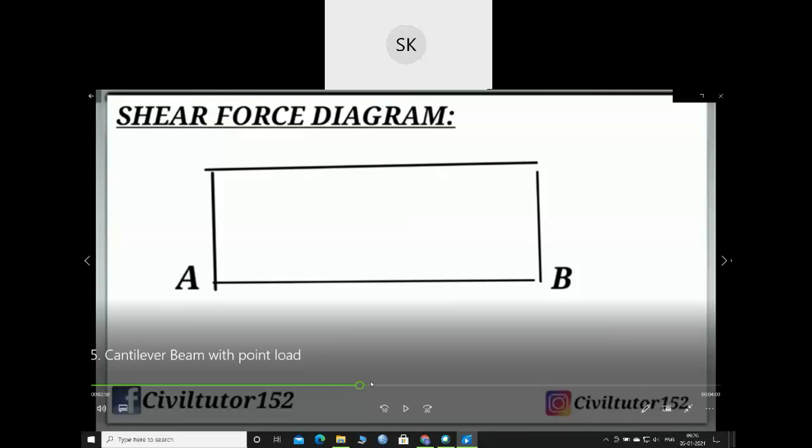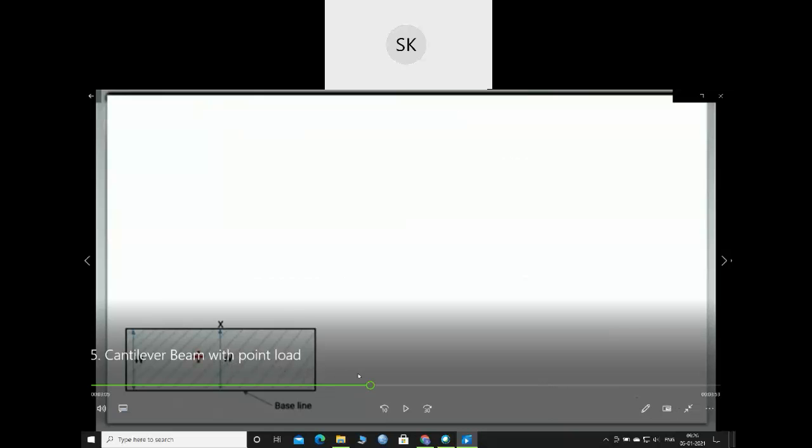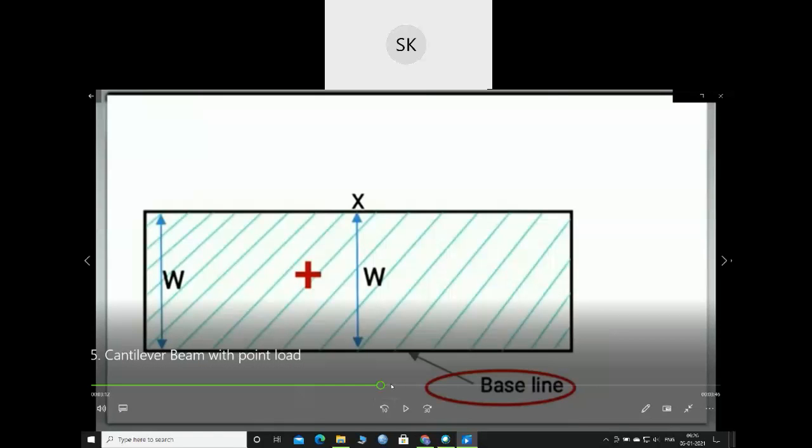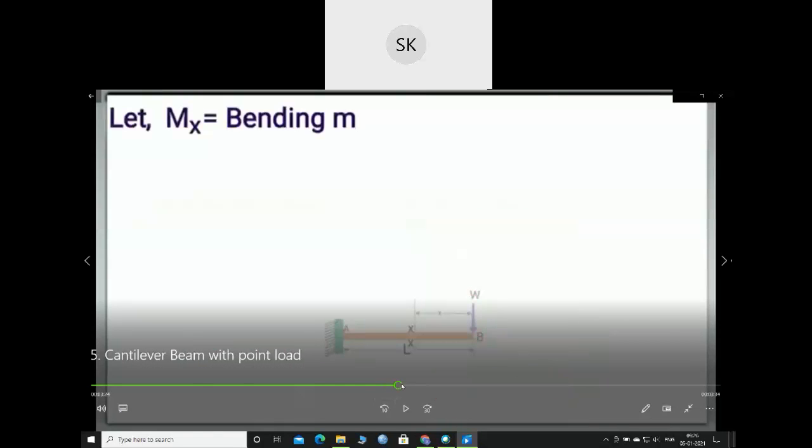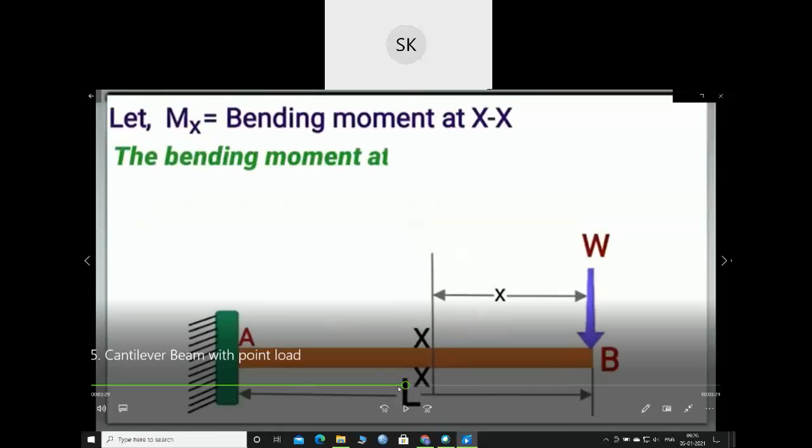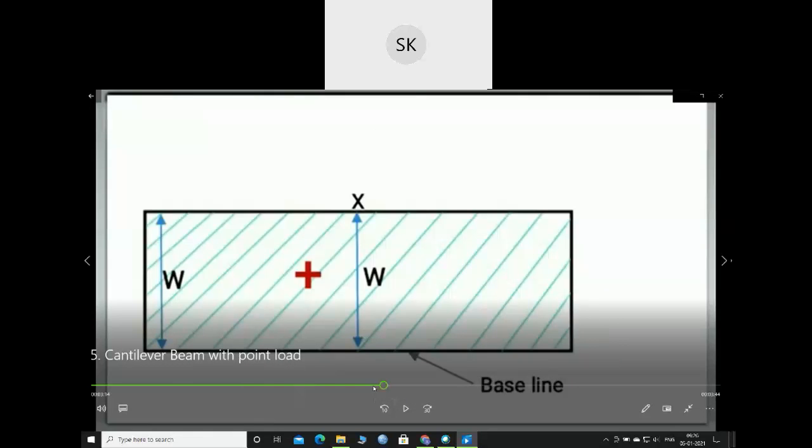This will be my shear force diagram. It is positive because I have got a positive value, so it is drawn upward. So if you draw it, this is my shear force diagram, upward from the baseline as the value is positive.